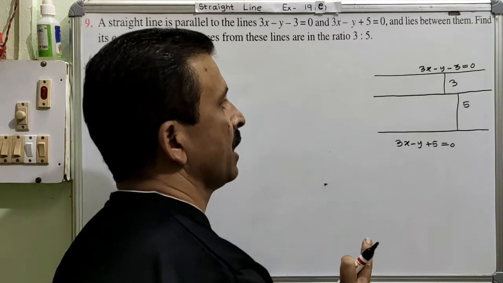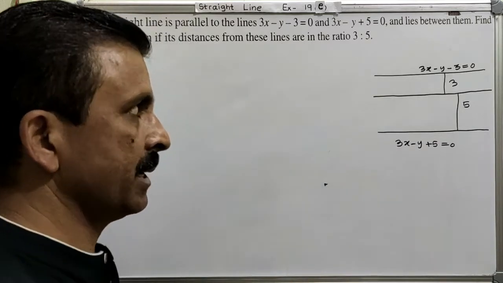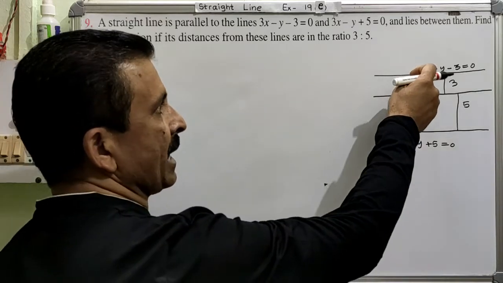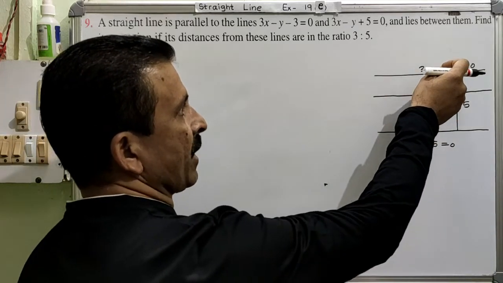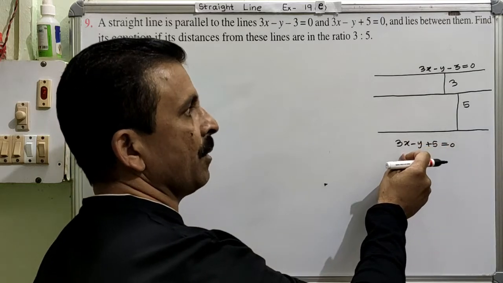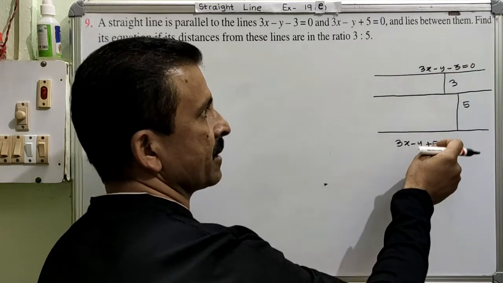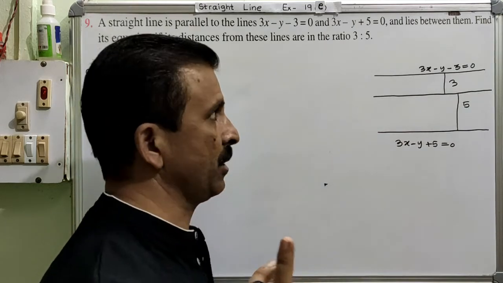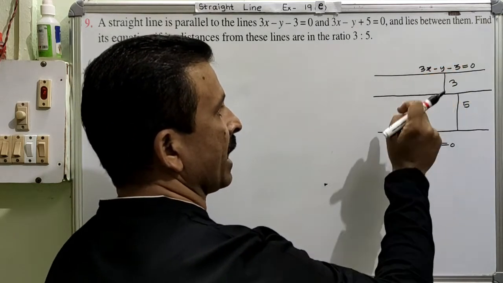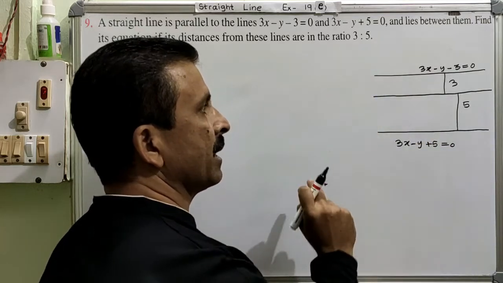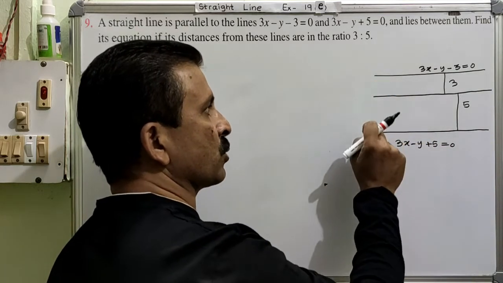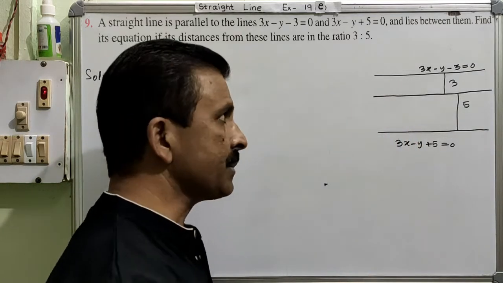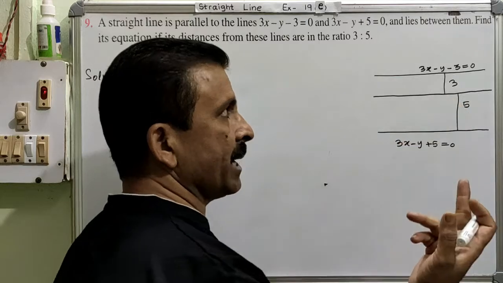Clear? So now we are going to assume the equation. For assuming the equation, one thing you have to keep in mind is that when the lines are parallel, the coefficients of x and y have to be the same. Only there will be a difference in the constant. This is the tip that you have to keep in your mind. Now since this line also is going to be parallel to these two, the coefficients of x and y for this equation will also be the same. So only the difference will be the constant.